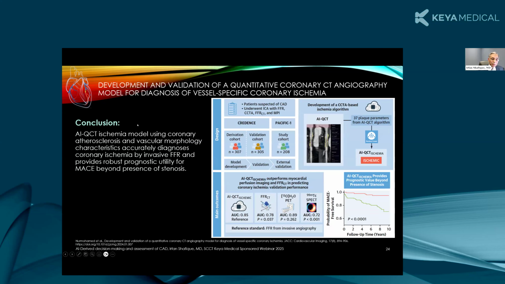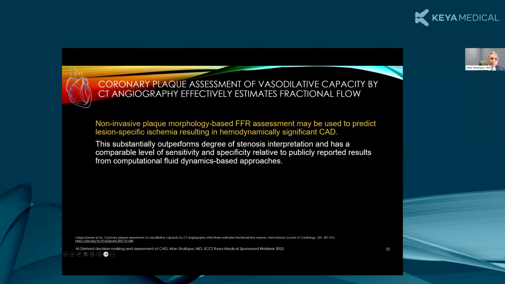A newer study also by Noor Muhammad showed that the AI QCT ischemia model, using coronary atherosclerosis and vascular morphology characteristics, accurately diagnoses coronary ischemia when you correlate with invasive FFR, and is also better than perfusion SPECT. Again, another study has shown that plaque morphology can also be assessed through this, and you can find lesion-specific ischemia, which are significantly hemodynamically significant lesions too.